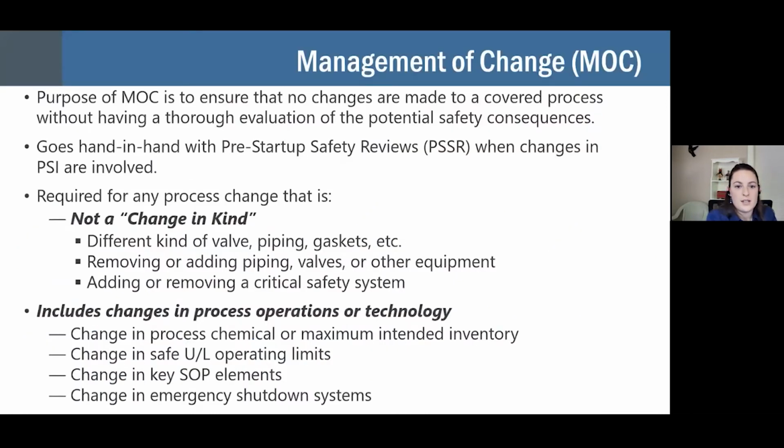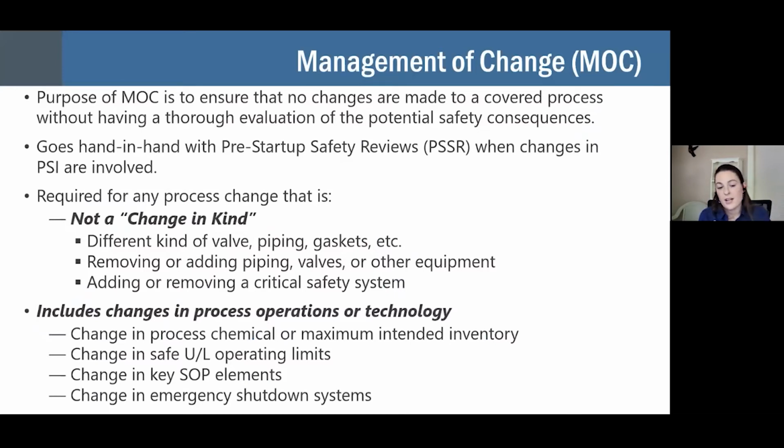Management of change. This may be a new one for those of you who do not currently have an RNP or a PSM covered process. Management of change is a procedure where a team evaluates a potential change, and it's methodical and thorough to make sure that everything is considered before implementing this change.